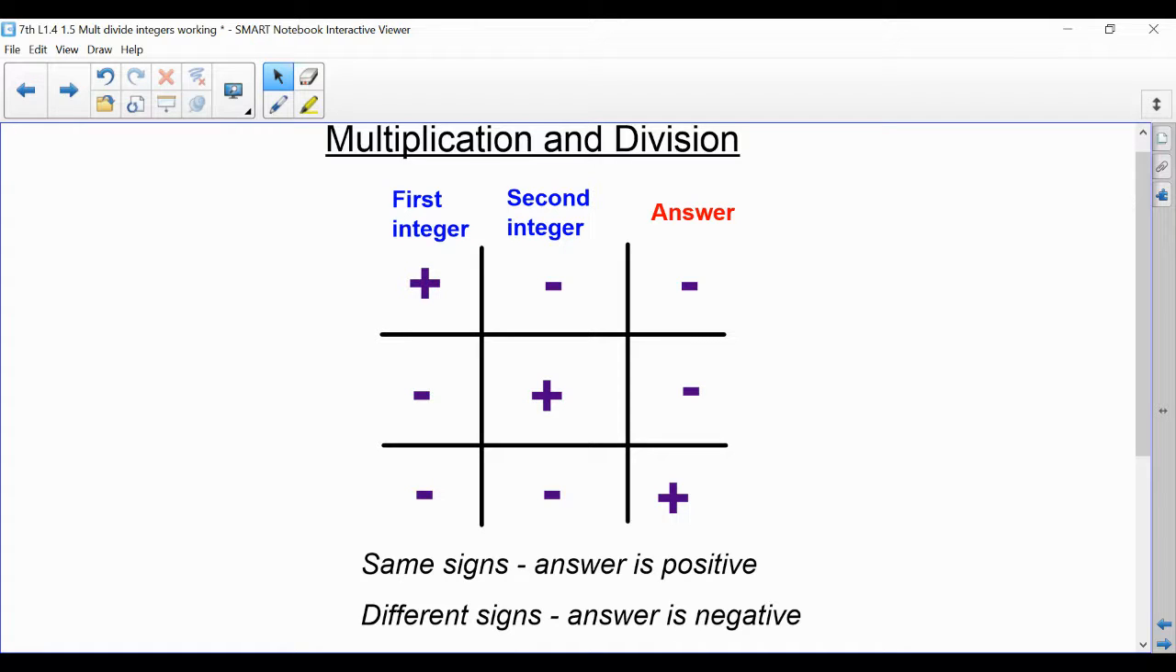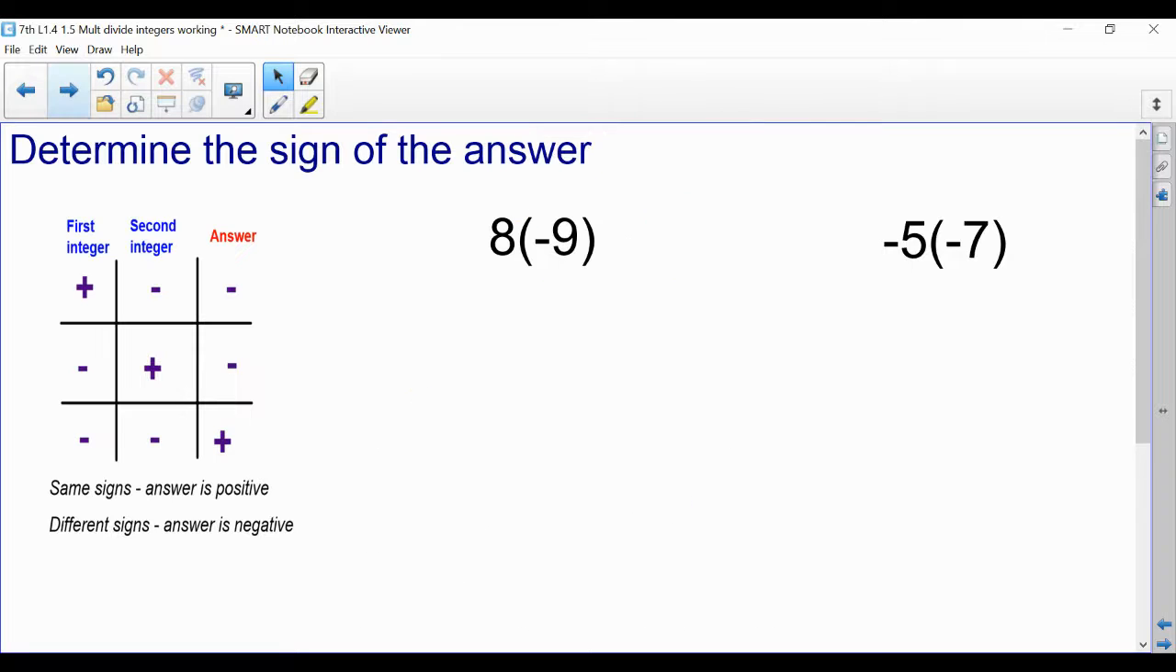You can also remember that if the signs are the same, the answer is positive, or if the signs are different, the answer is negative. But I always tend to get these confused with the addition and subtraction rules, so I rely personally on this tic-tac-toe board all the time. So let's see a little bit about how we actually do this.